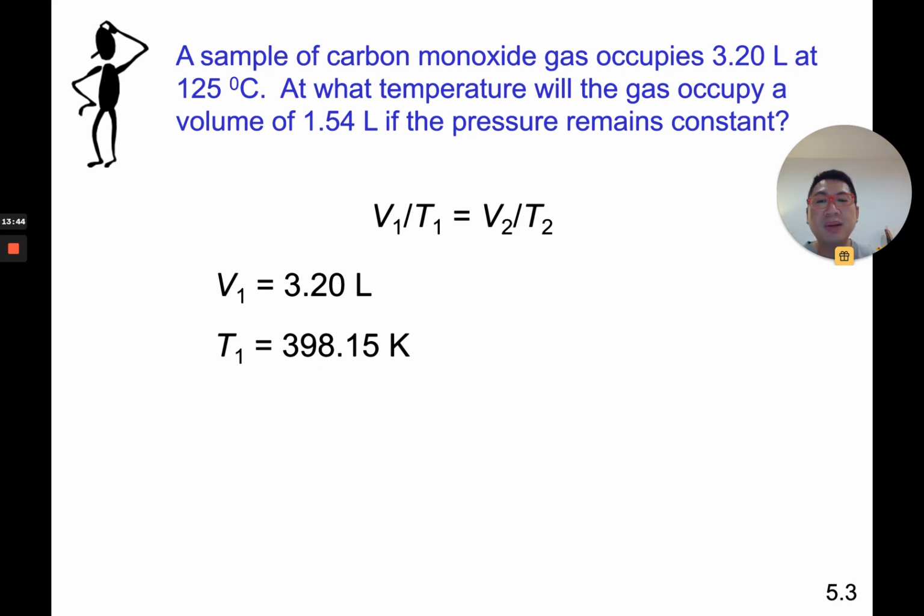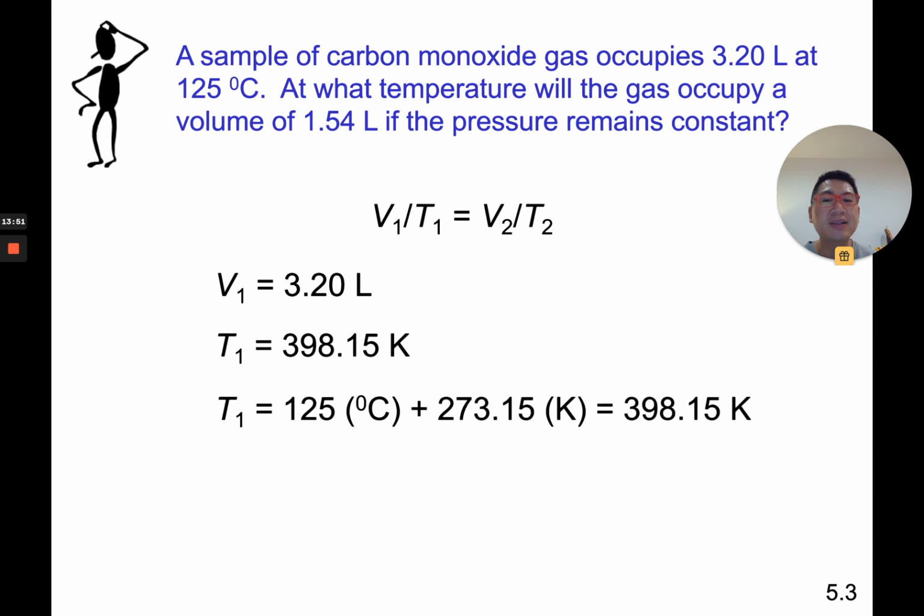As you should remember, temperature in all the equations in this chapter has to be in kelvins. How do I get to kelvins? You're right: take the Celsius temperature, 125, add 273.15, and you get 398.15. So that's why T1 is 398.15. Do I know V2, the final volume? Yes, it's 1.54 liters. Do I know T2, the final temperature? No, that's the question: at what temperature will the gas occupy that volume? So I'm trying to solve for T2.